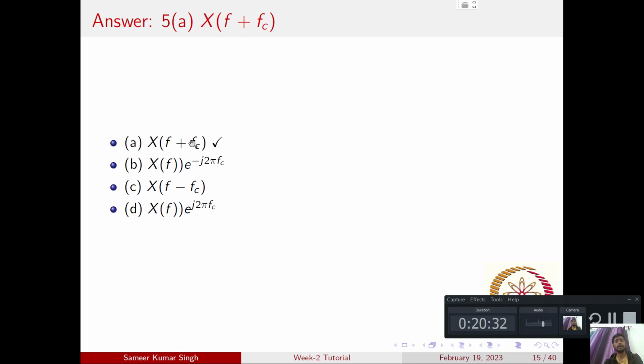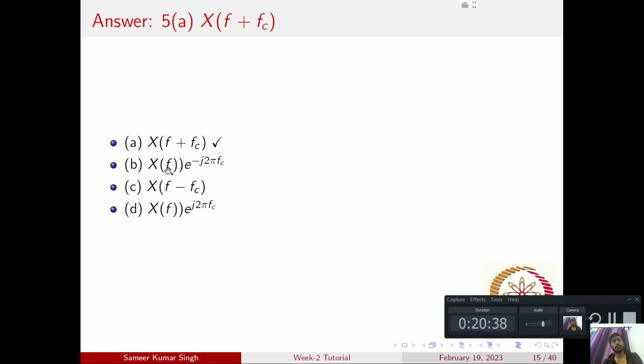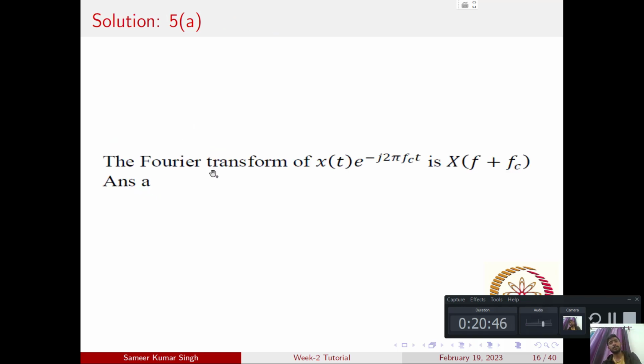So the answer will be option A, because we are doing the shifting in the time domain with the negative sign. So in the frequency domain we get a shift by fc, and that is the explanation. Suppose if we shift with the plus fc, the answer will become X(f minus fc). Here we are shifting with the minus fc, so in the frequency domain it will be shifted by the plus fc.